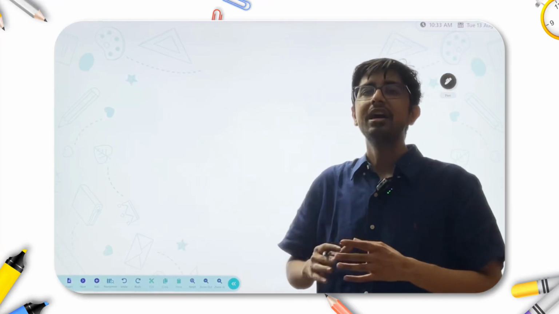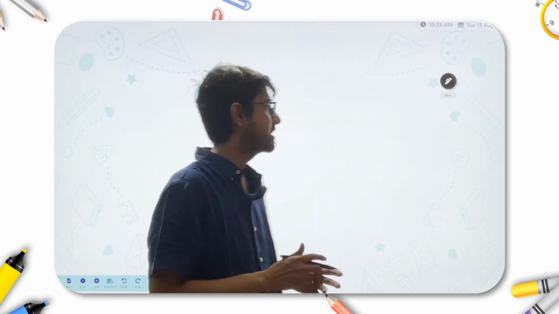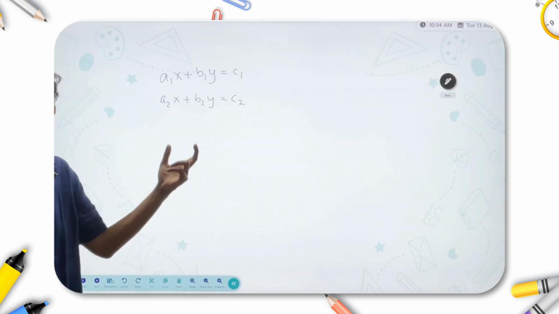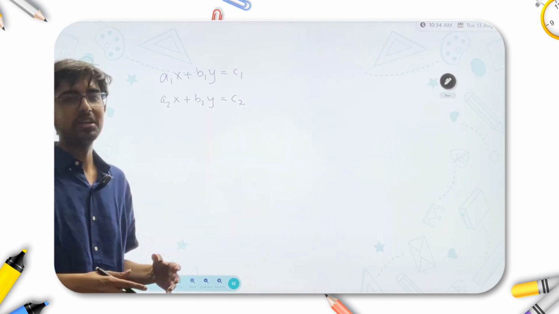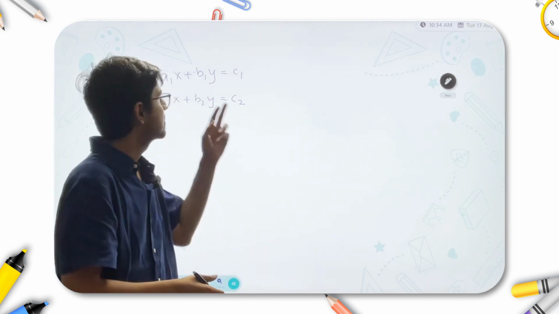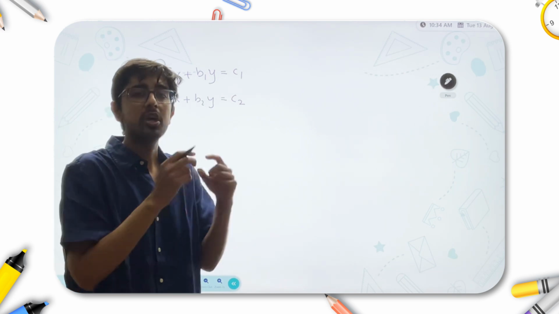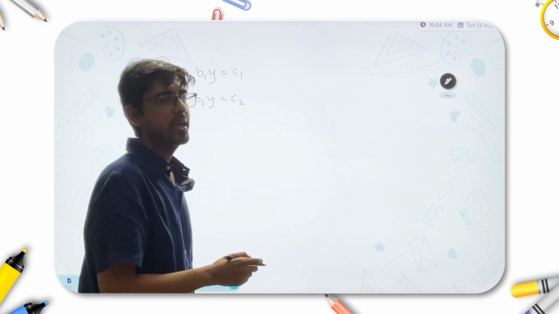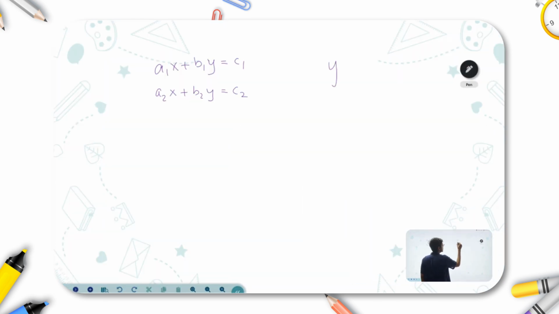Let's look at a generic form of system of linear equations. So this is a generic form of system of linear equations, and as we have just learned, both of them represent two straight lines on the coordinate plane. From coordinate geometry, we know that y is equal to mx plus c represents the equation of a straight line.